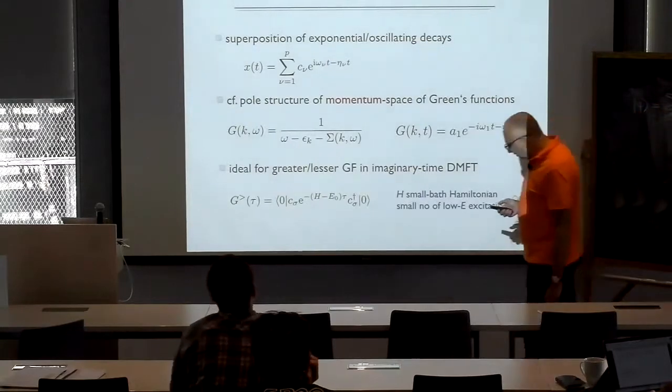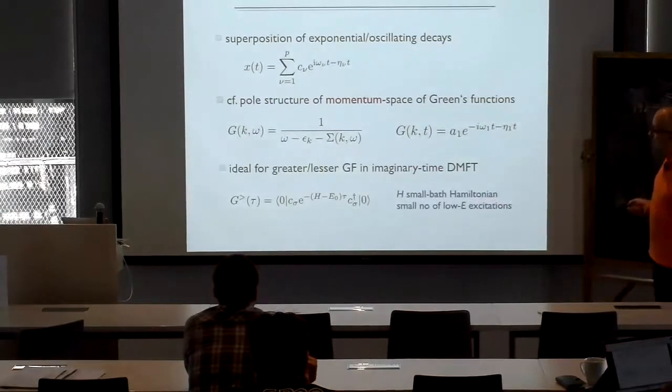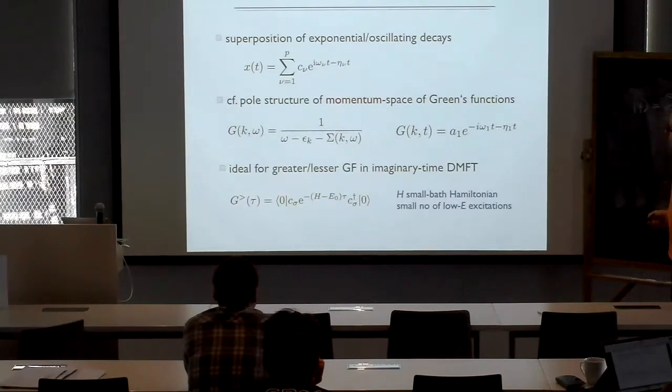The answer to this problem is the following. If you do this linear prediction, what you actually do, you can work out from the ansatz, is produce a superposition of exponentially oscillating decays, some formula of that form. And if you compare that to a Green's function, and assume you have a single pole in the G(k, omega), then G(k, t), by Fourier transforming back, would correspond to exactly one term in this sum.